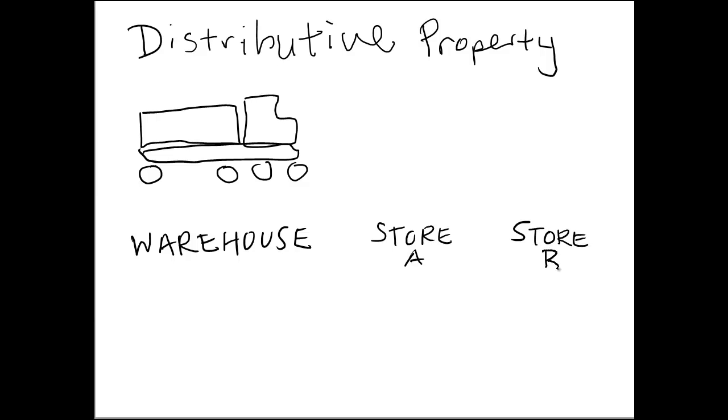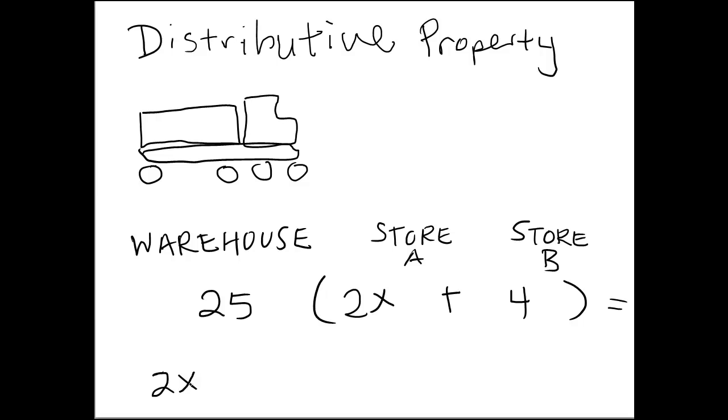And so your equation would look like this. You'd have something like 25 times (2x plus 4). Okay? So 2x is store A and 4 is store B. And the warehouse is telling the truck to deliver 25 to store A and store B. So this would equal 2x times 25 plus 4 times 25. See, we simply multiply 25 by both.